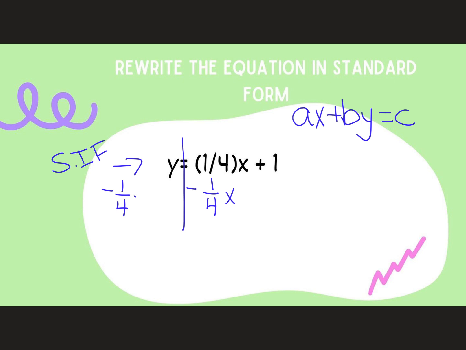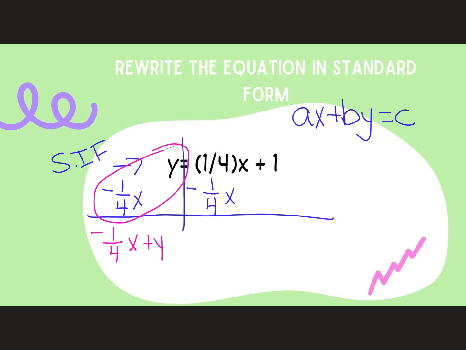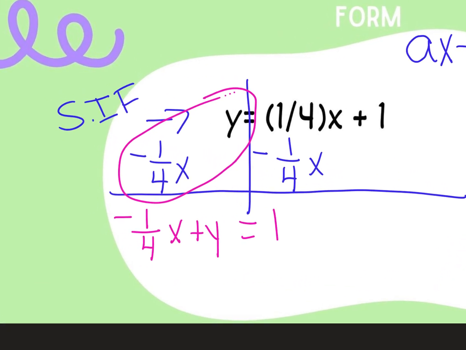I went ahead and drew my wall there so I can remind myself I do have two sides of this equation. Here we already know that 1/4 x and y are not like terms, so I cannot combine them. And on the right hand side, I'm left with positive 1. So let's look at what I have created.